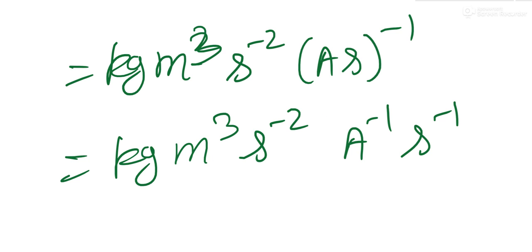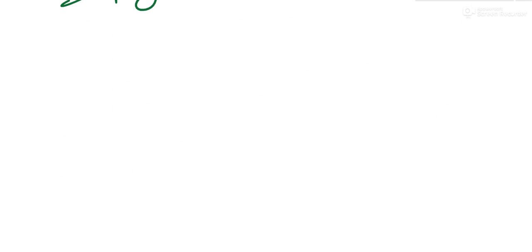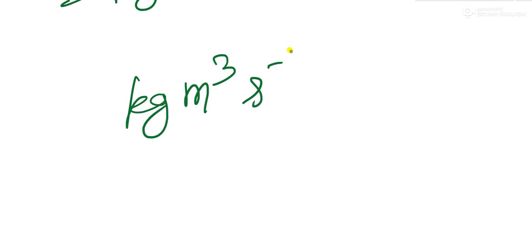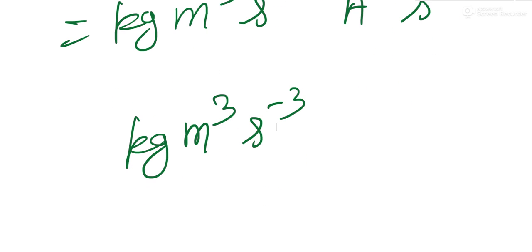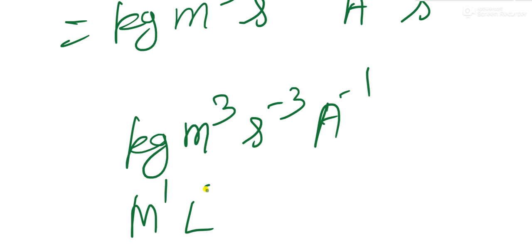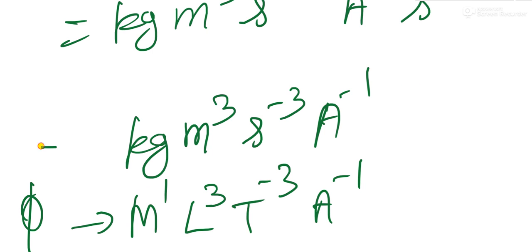Now we are solving for the final unit of Weber. So kg meter cube second minus 3, because minus 2 minus 1 gives minus 3, and ampere inverse. Dimensional formula: M power 1 L power 3 T power minus 3 A inverse. This is the dimensional formula for flux and the final SI unit of electric flux. Magnetic flux is different.